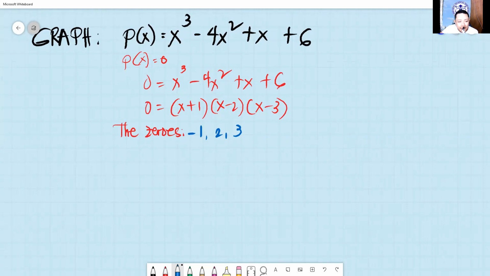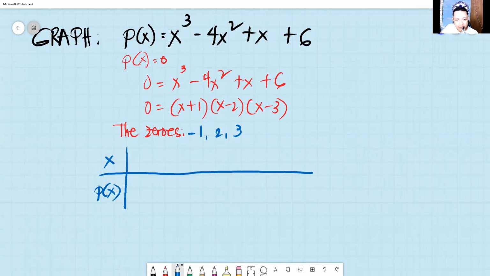We are almost done. After getting the zeros, we need to make our table of values. This will be x, and this will be p of x. P of x or y. Now it's p of x because p of x is what we used here. If it's y, it's y. If it's f of x, it's f of x. But even if we put y here, it's just the same. Okay? Now, all we need to do is arrange our zeros like this. We have negative 1, 2, and 3.